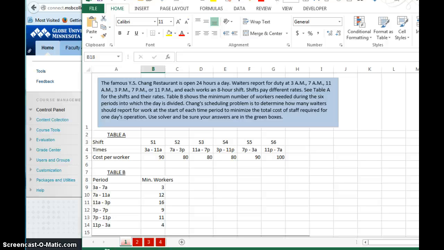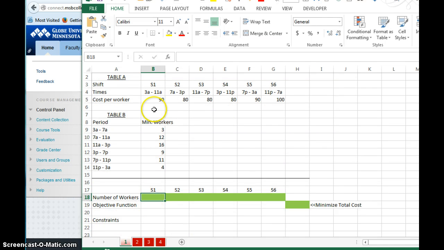So what we are going to look at here is some information about the shifts and start times and the costs per worker. Each worker does cost something different, or each shift can have a different cost. And then we've got the minimum number of workers that have to be started at each shift. So we've got all the information we need to minimize our total cost of scheduling employees.